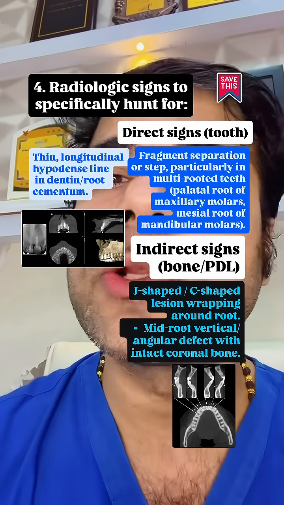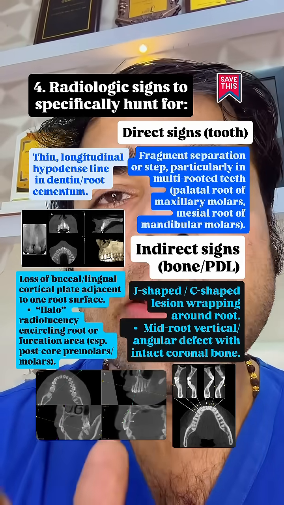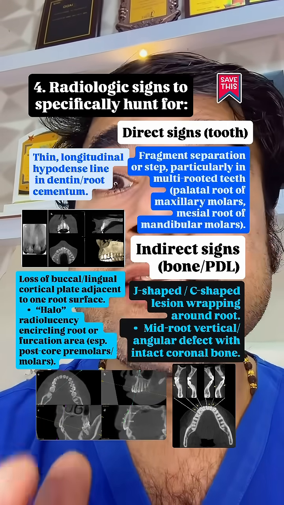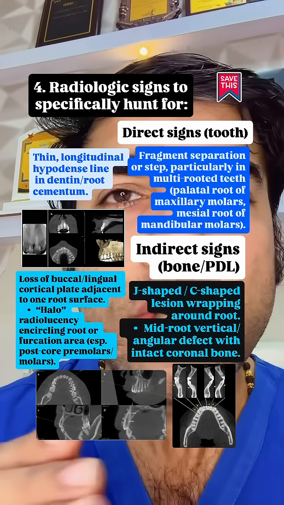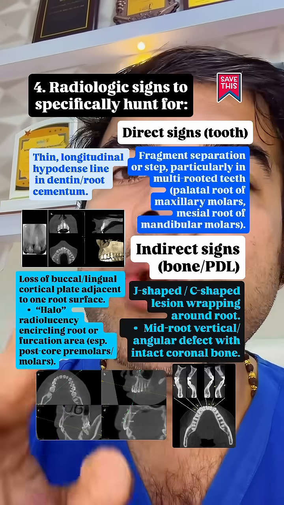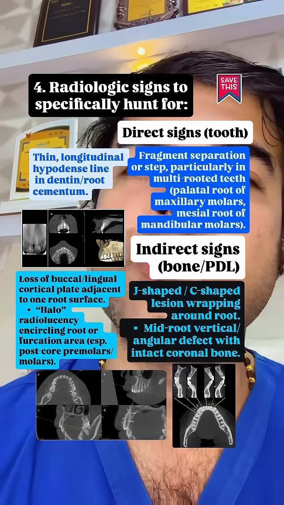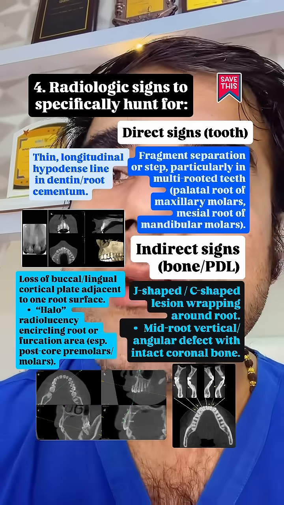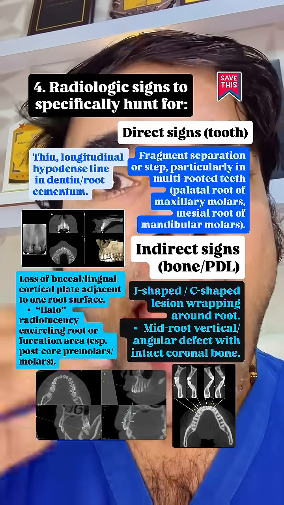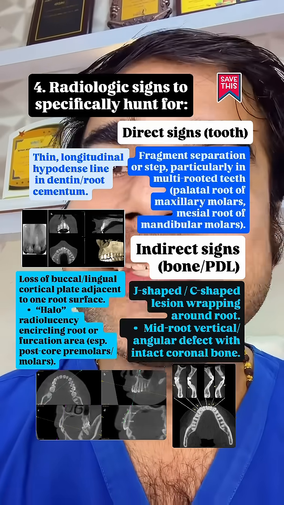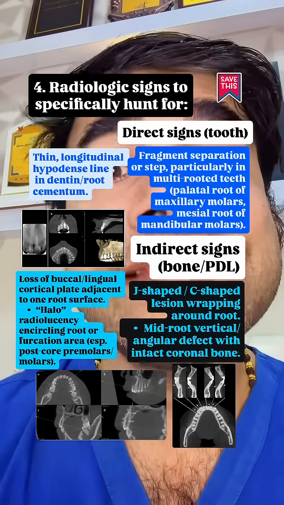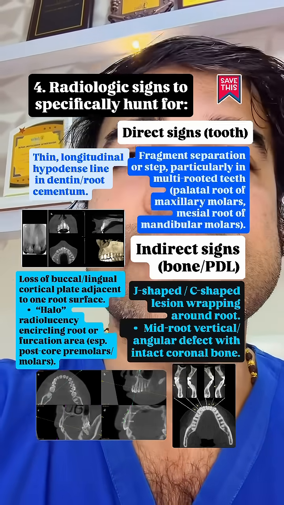Indirect signs, bone or the PDL: J-shaped or C-shaped lesions wrapping around the root, mid-root vertical or angular defect with intact coronal bone, loss of buccal or lingual cortical plates adjacent to one root surface, halo radiolucency encircling the root or the furcation area, especially post and core seen in the premolars or molars. Remember, bone pattern may be present even when the actual fracture line is not visible on CBCT, and CBCT can still add value in such cases.